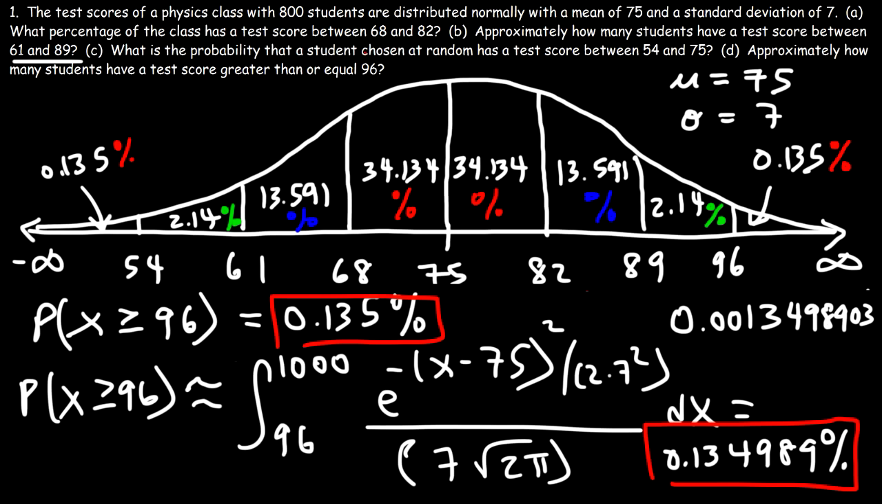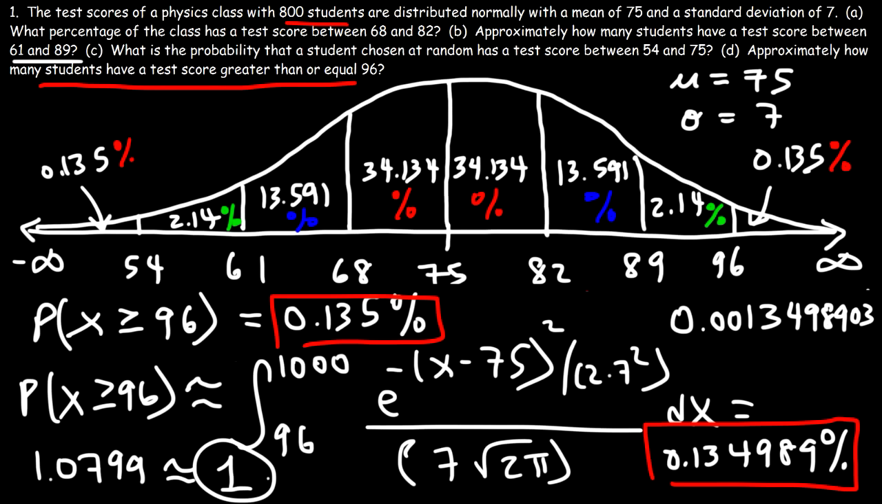Now, let's determine the number of students that have a test score that's equal to or greater than 96. So we're going to take this number and multiply it by the number of students in class, 800. So 0.00134989903 times 800, you should get 1.0799. And so for this, we're going to round it to the nearest whole number. So approximately, one student scored a 96 or more on his physics exam. So that's how you can use the normal distribution curve to answer problems such as this one.